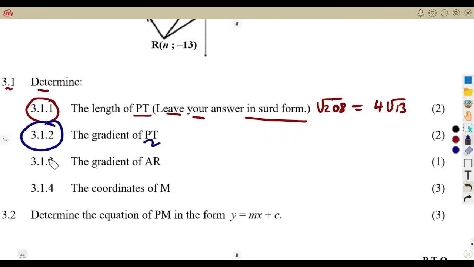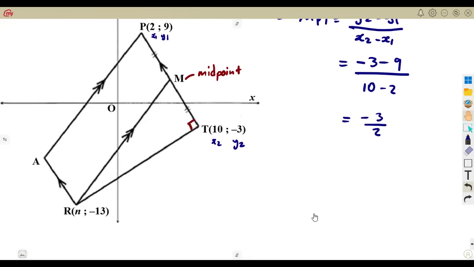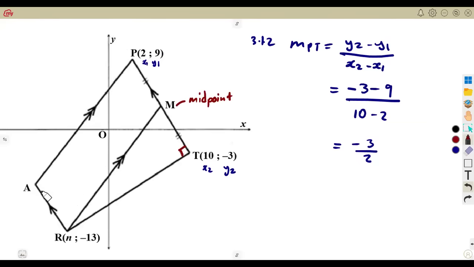Then on this other question, 3.13, the gradient of the line AR. If we look closely, we'll see that there is nothing given on AR. This point is not complete. We do not have the point A, and there's no way that we can have these points now. So what can we do? We are told this is a parallelogram, so these two lines are parallel. AR is parallel to PM. If AR is parallel to PM, it means AR is also parallel to PT, the whole of PT, because it is a straight line.